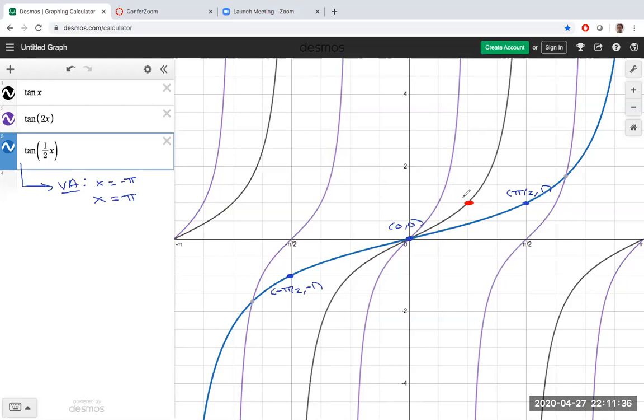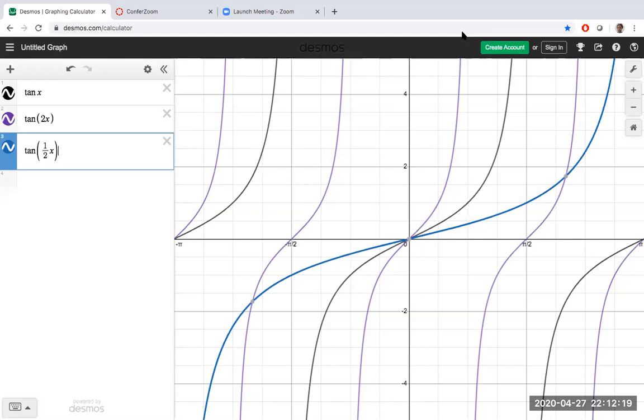If B is 2, you shrink. If B is 1/2, you stretch. Note the y value is still 1 here. Y value still negative 1 here. And all 3 graphs have that same position. Just x moves. All right. Let me save that and clear everything out.